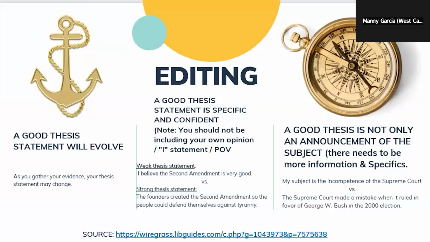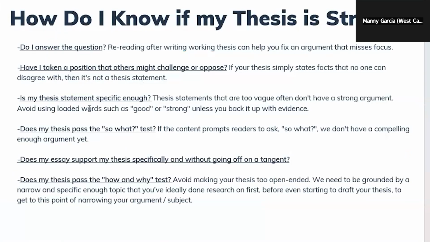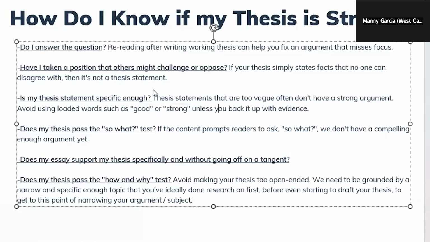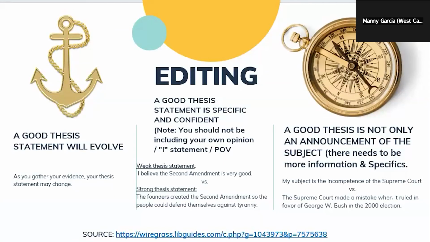Not to mention, referencing back to one of the earlier slides, I believe it was this one. Okay, right here. Is my thesis statement specific enough? Avoid using loaded words such as good or strong unless you back it up with evidence. Simply saying the Second Amendment is good is a loaded statement. It doesn't tell us what makes it good. The writer isn't presenting to us what exactly affirms this school of belief. When you get to the strong thesis, the founders created the Second Amendment so the people could defend themselves against tyranny, this is a much stronger statement. What makes this statement stronger compared to the first one?